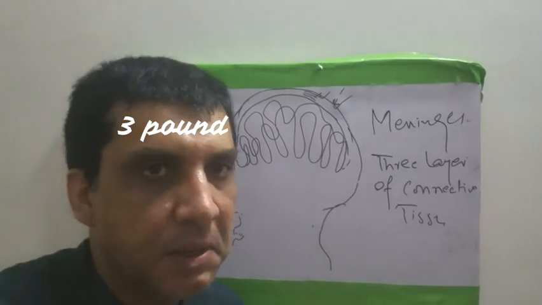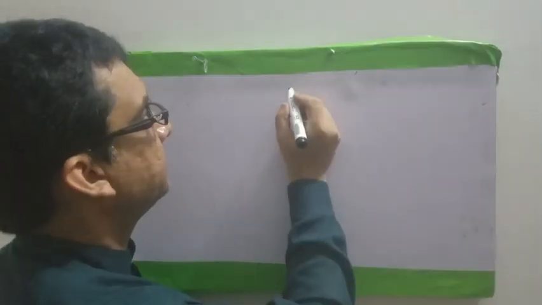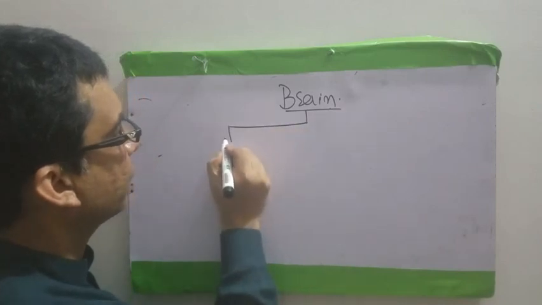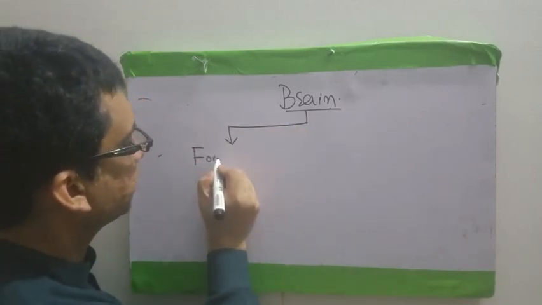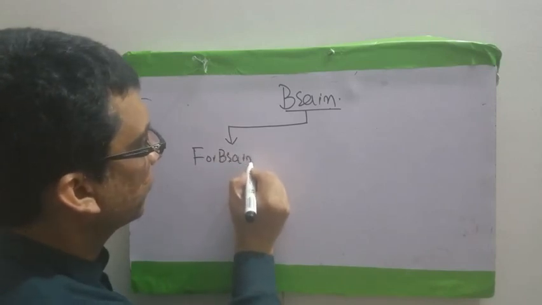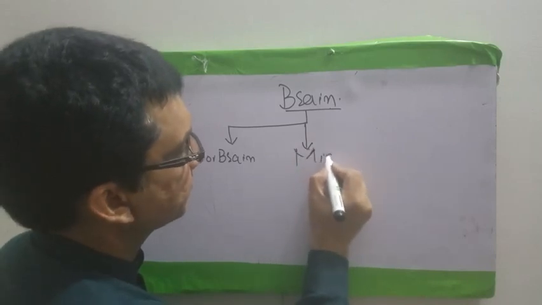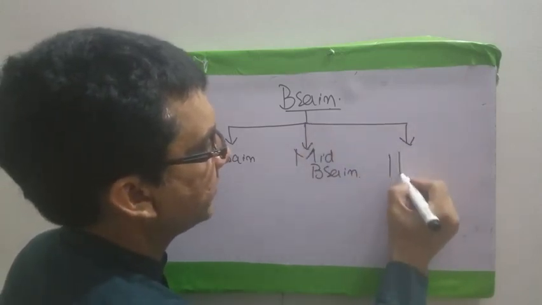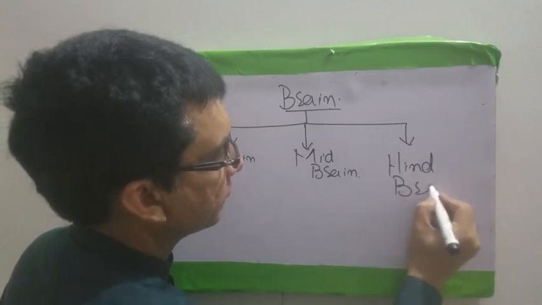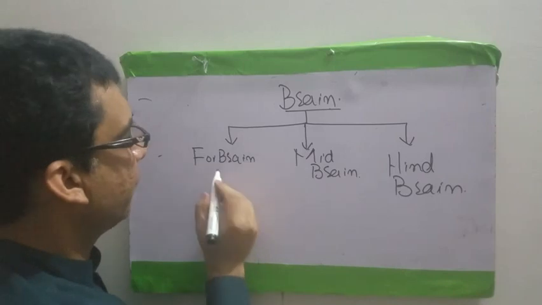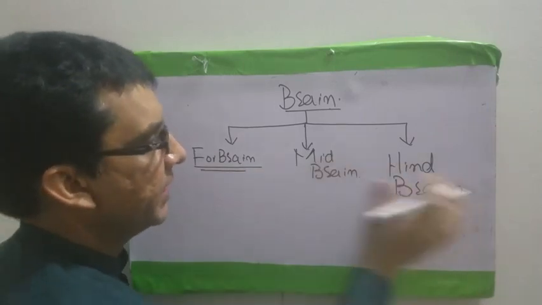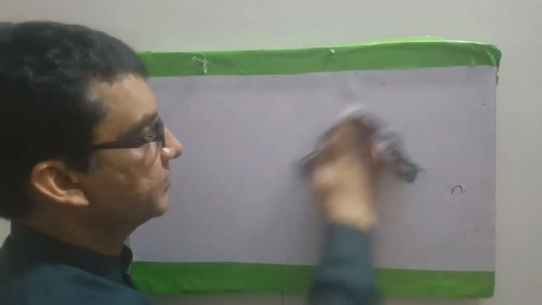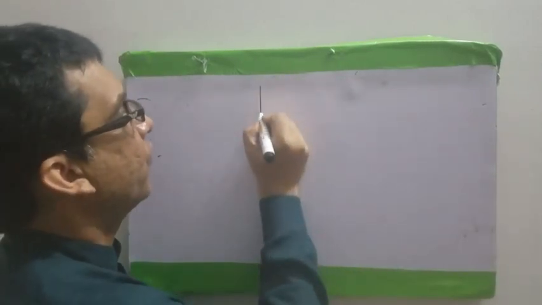What are the parts of the brain? Brain consists of three main parts: forebrain, midbrain, and hindbrain. First of all, we will discuss the forebrain, then midbrain, and then the hindbrain. So first of all, the forebrain.